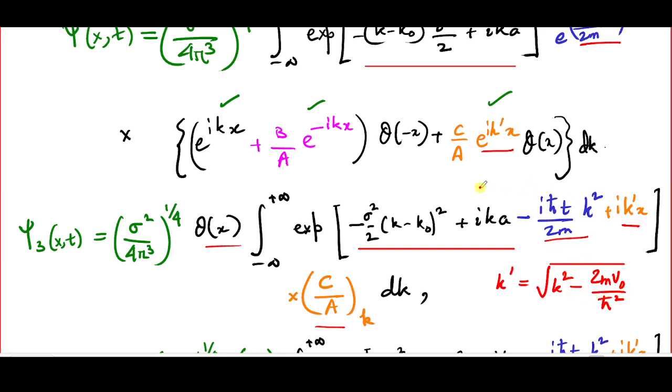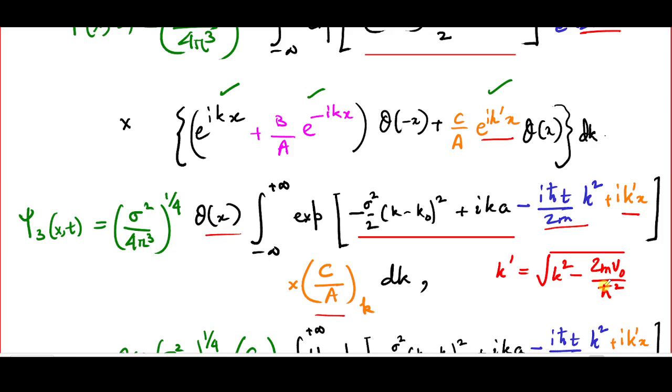Now this integral, of course, is not really a Gaussian integral, both because of the fact that the c by a factor messes things up a bit, but also because of the presence of this nonlinear term in the exponent. k prime is not a linear function or a quadratic function of k.